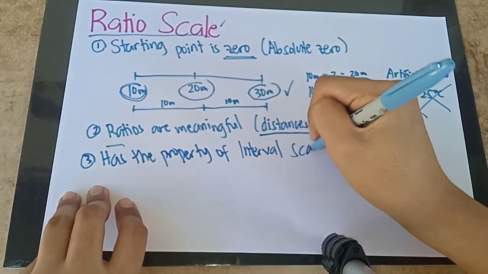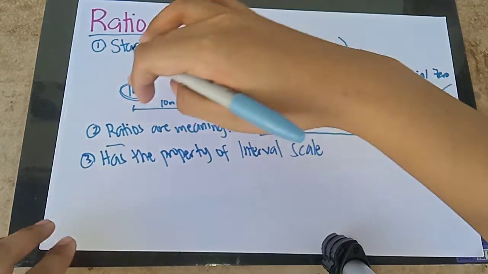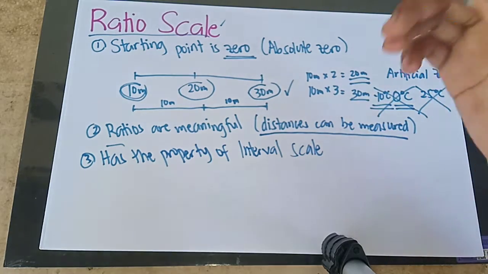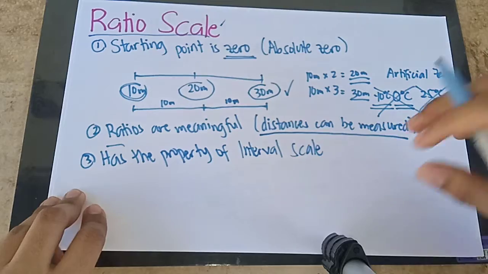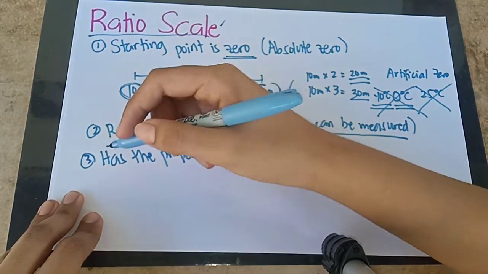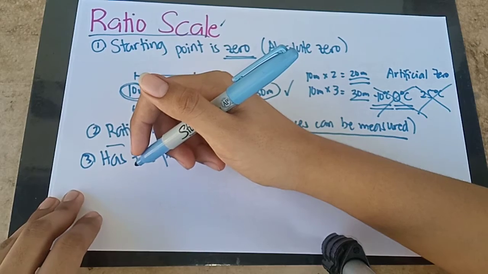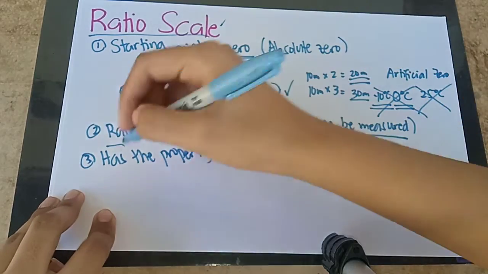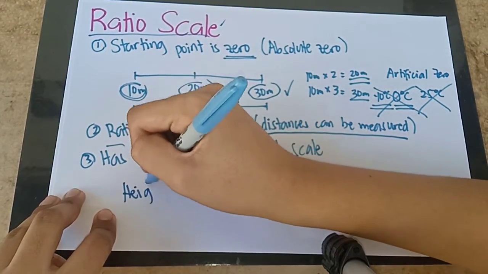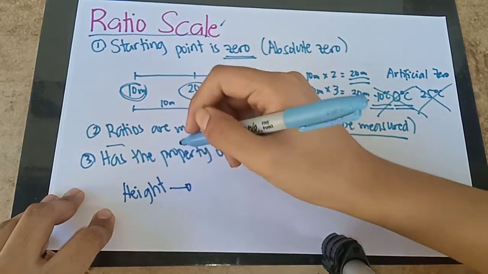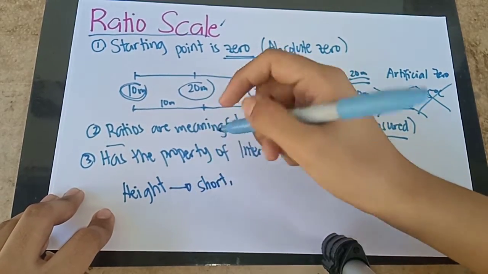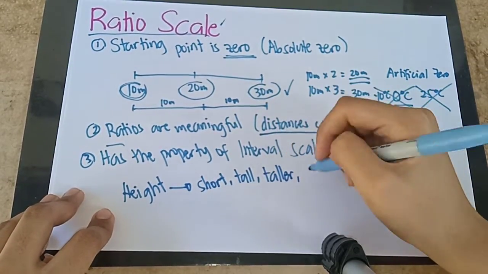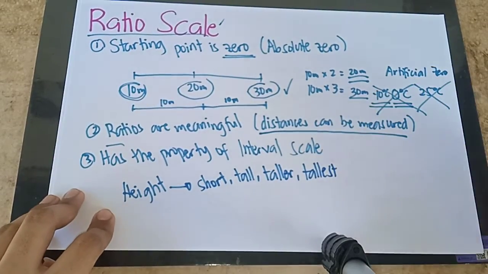Okay? Because we can measure the differences, the intervals between the numbers. Okay? Next, another one is that, let's say in the ratio scale once more. Let's have this following example. Let's say we have a nominal variable of height. Now, height can be arranged as short, tall, taller, and tallest, right?